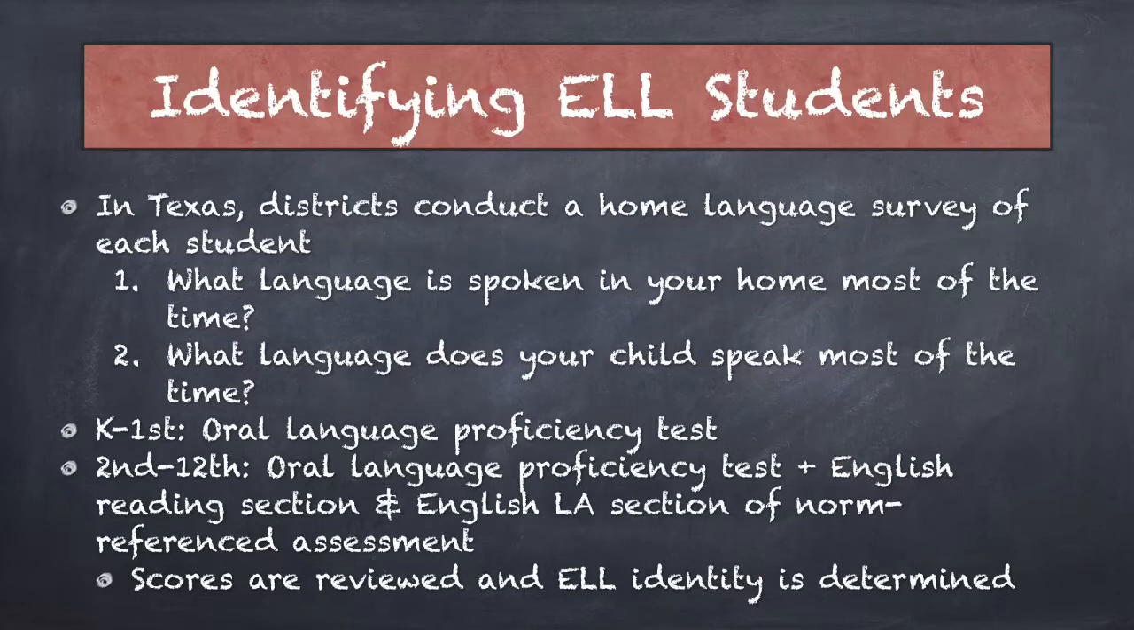In addition to the survey, students K through 1st will be required to take an oral language proficiency test. Students 2nd to 12th will have this proficiency test, as well as an English reading section and an English language arts section from a norm reference assessment. Once these scores are calculated, they will be reviewed and the EL identity is determined of the student.